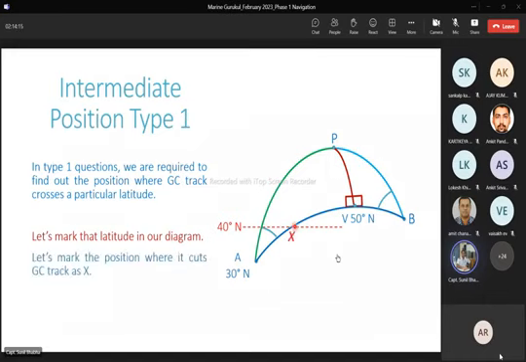So let's mark off this position where the great circle track cuts the 40 degree north parallel, and mark this position as X. And now let's join Papa X-ray. Papa X-ray basically denotes the meridian of position X. Exactly as Papa Alpha was the meridian of A, and Papa Victor was the meridian of the vertex, Papa X-ray is the meridian of position X.